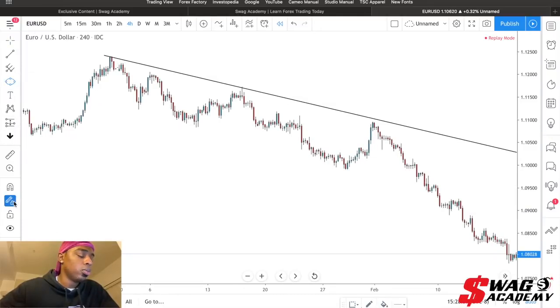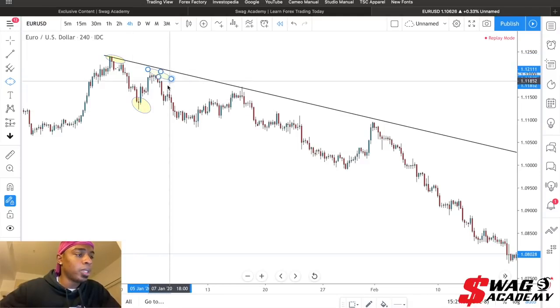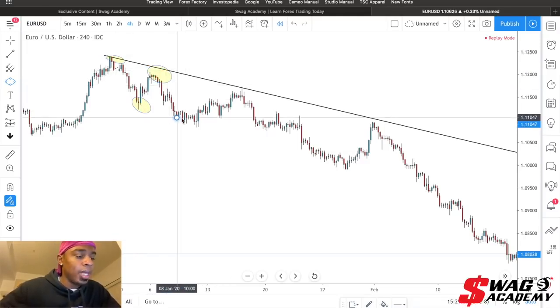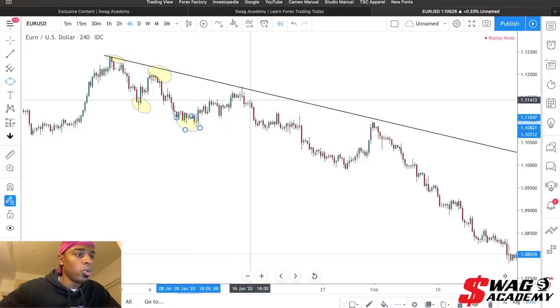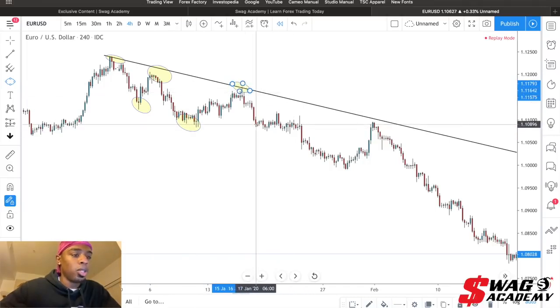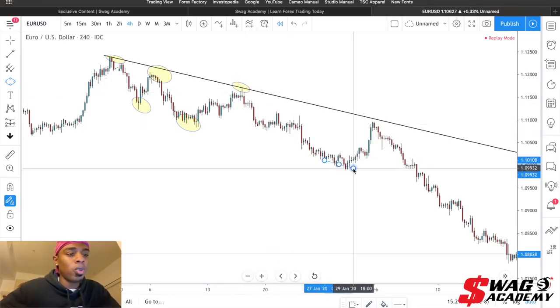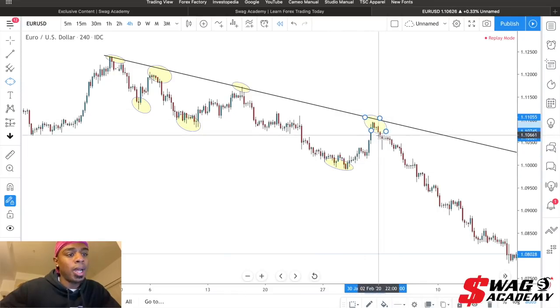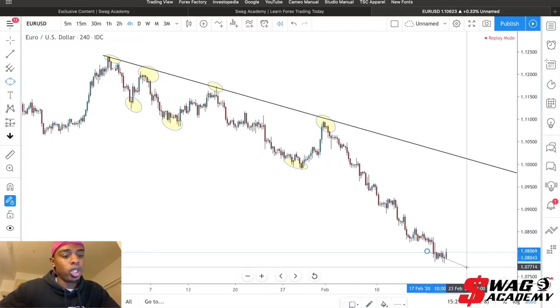Boom, the ellipse tool. This is the highest point it was at. Boom. This is the lowest point it was at. The next highest point it was at, lower high. The next lowest point it was at, lower low. Lower high, lower, it's technically lower low, but I will go right here, lower low. Lower high, crash down here, lower low.